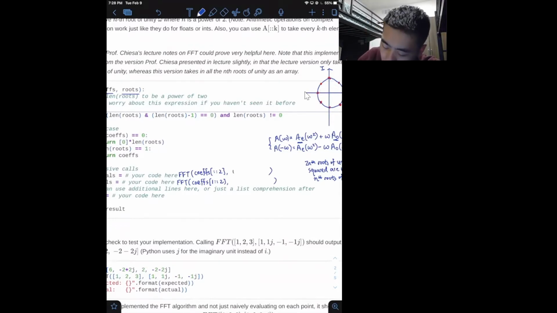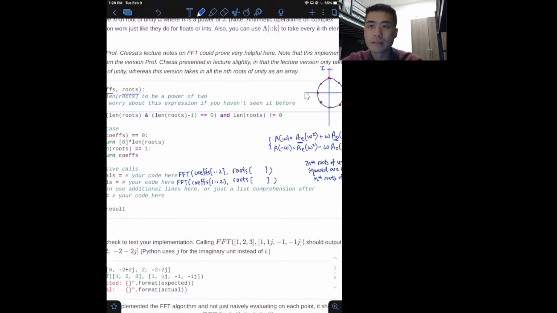Now I'll also need to pass in a list of roots into my calls to FFT, right? And recall that if I start with wanting to evaluate my polynomial at the 2nth roots of unity, then I need to pass in a list of the nth roots of unity, right? Because the 2nth roots of unity squared are basically the nth roots of unity.